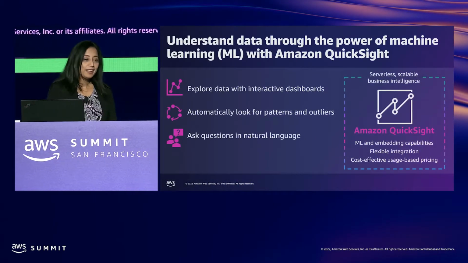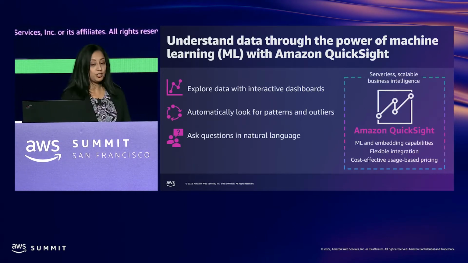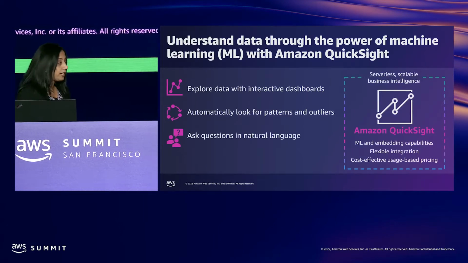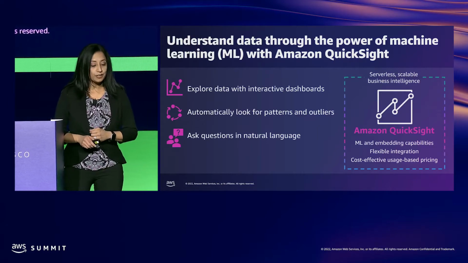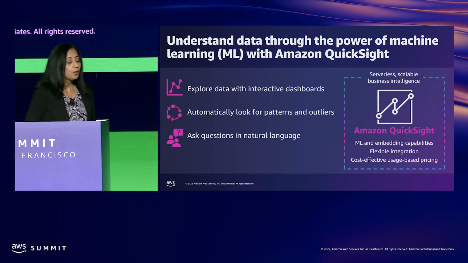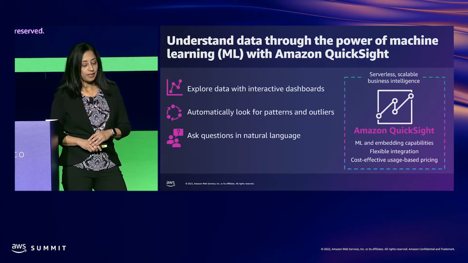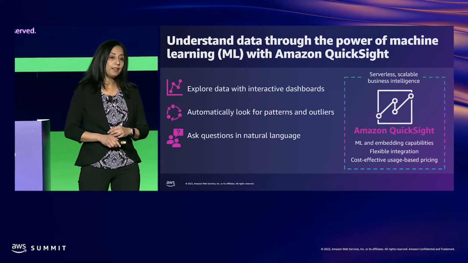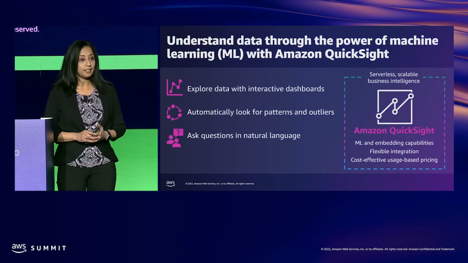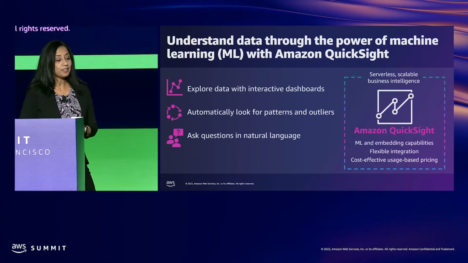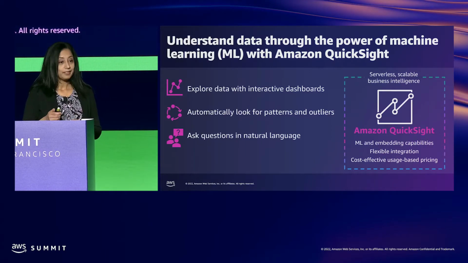Born in the cloud, Amazon QuickSight is a serverless, thus easily scalable business intelligence tool. It provides machine learning and embedding capabilities with flexible integration and cost-effective usage-based pricing. With QuickSight, users can explore data with interactive dashboards. They can automatically look for patterns and outliers using our machine learning capability, such as anomaly detection. And now, you can ask questions in natural language with our newest capability, QuickSight Q.